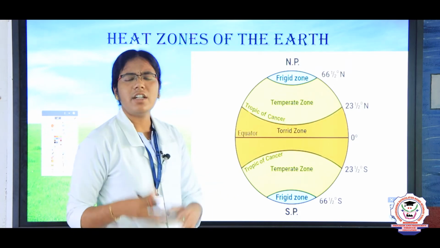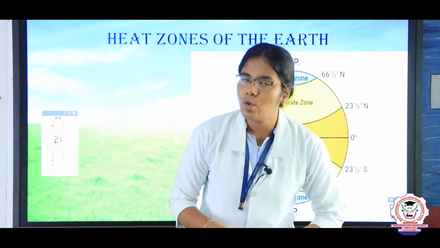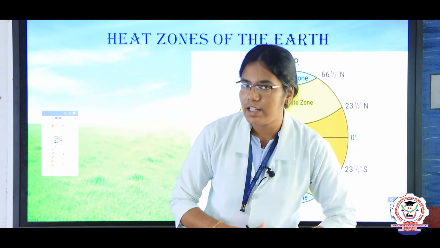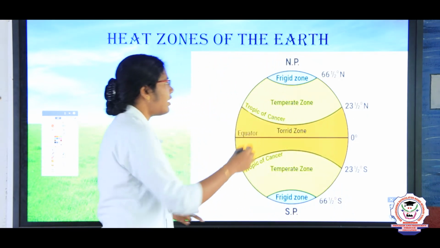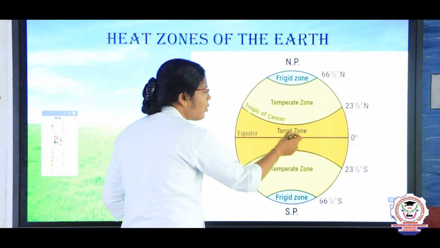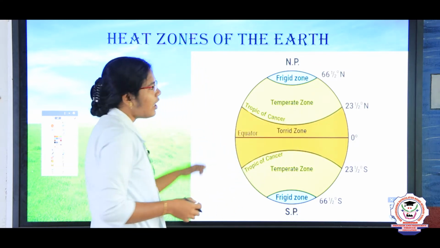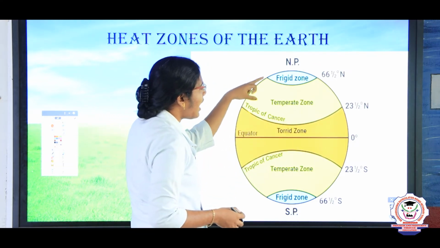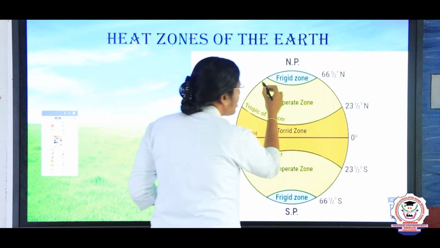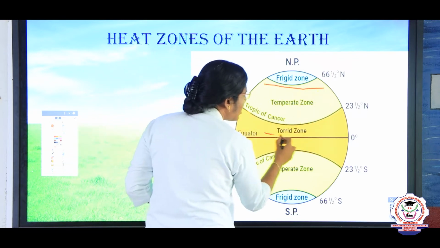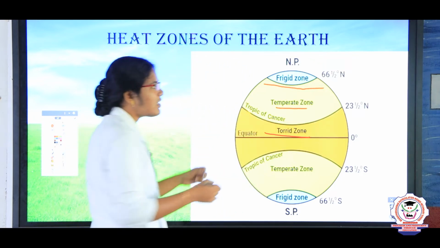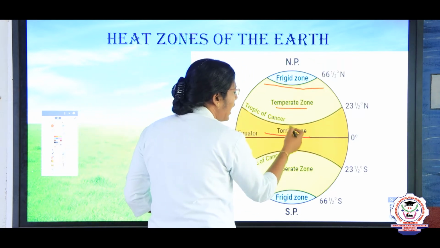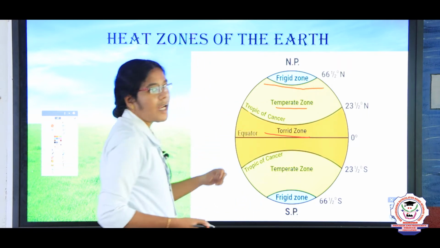Depending upon the heat zones, which means the sun rays falling on the earth, three heat zones have been classified, right? That is frigid zone, temperate zone and torrid zone. The zone which lies between the frigid zone and torrid zone is known as the temperate zone.